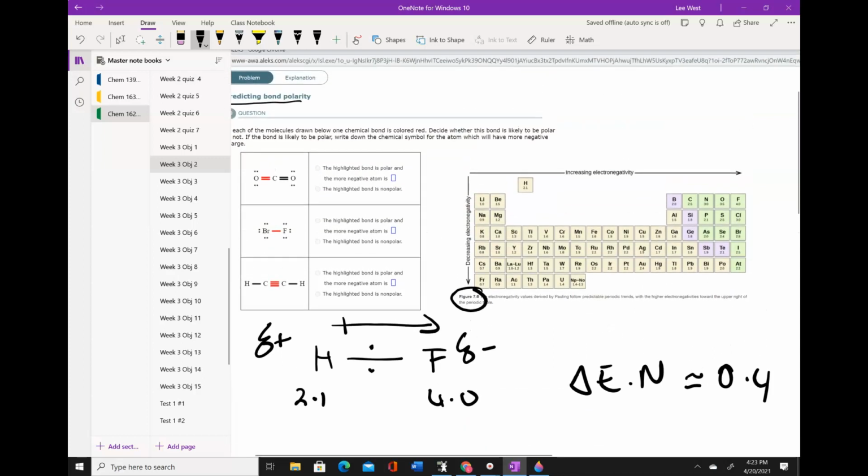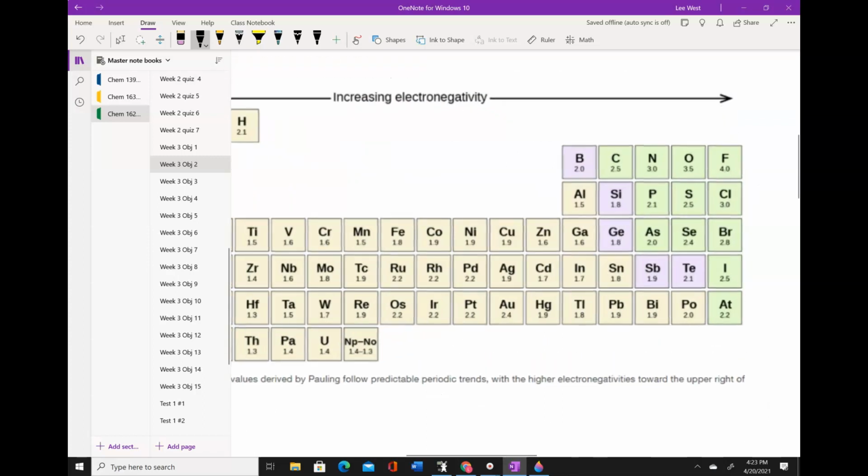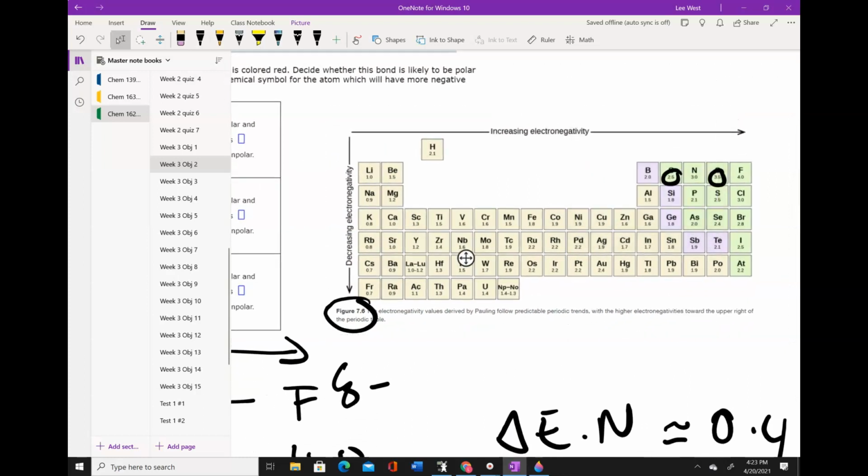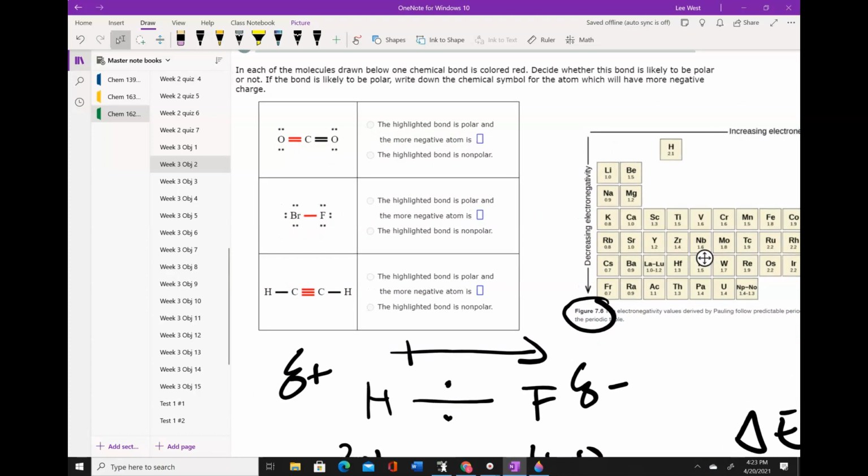So let's have a look here. We've got carbon and oxygen, so we have 2 different atoms. The difference in electronegativity here is 1, and oxygen is more electronegative than carbon. So the highlighted bond is polar, and oxygen is the more negative element.